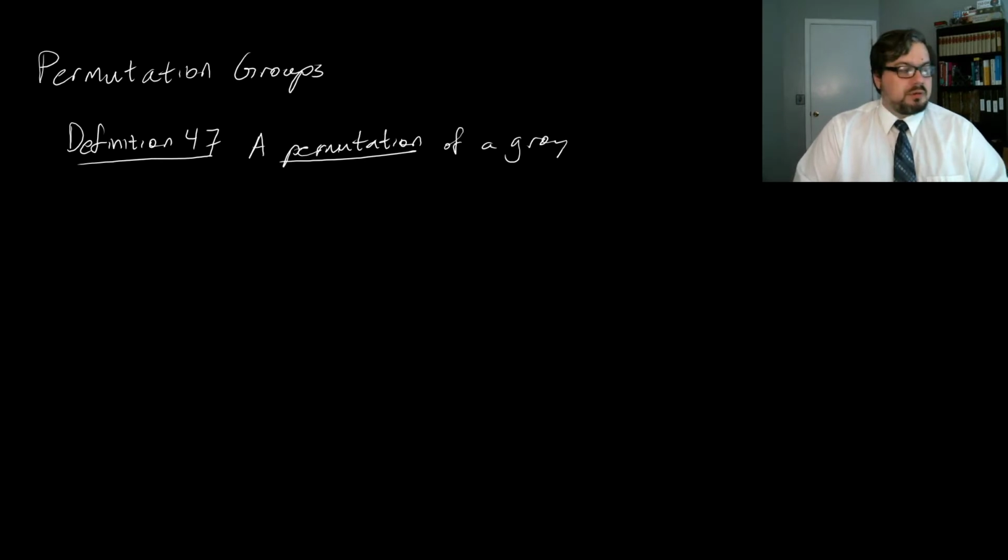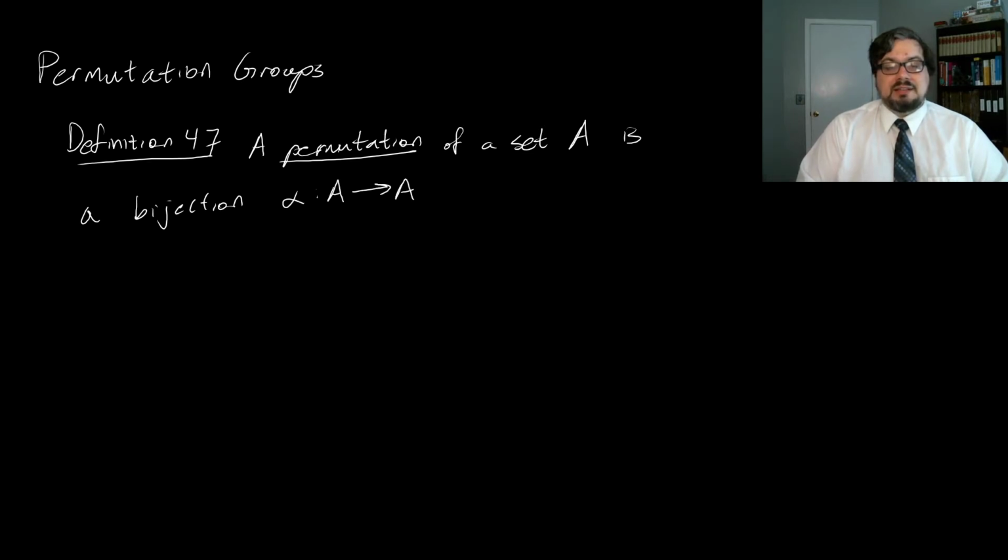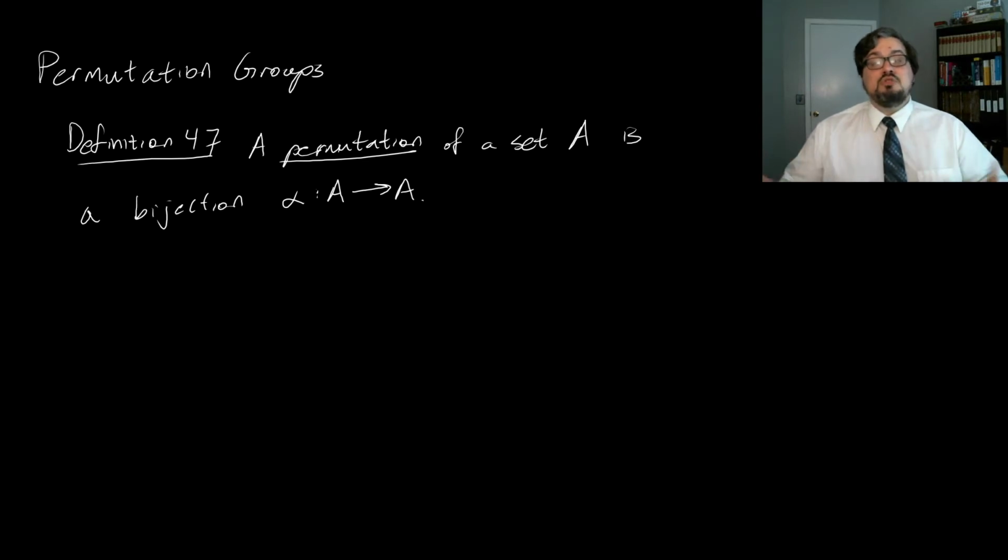Definition 47: a permutation of a set A, we don't want A to be restricted to being a group, is simply a bijection alpha from A to A. The idea is that alpha here permutes the elements of A. It sends every element of A to some other one, sort of mixes them all up.